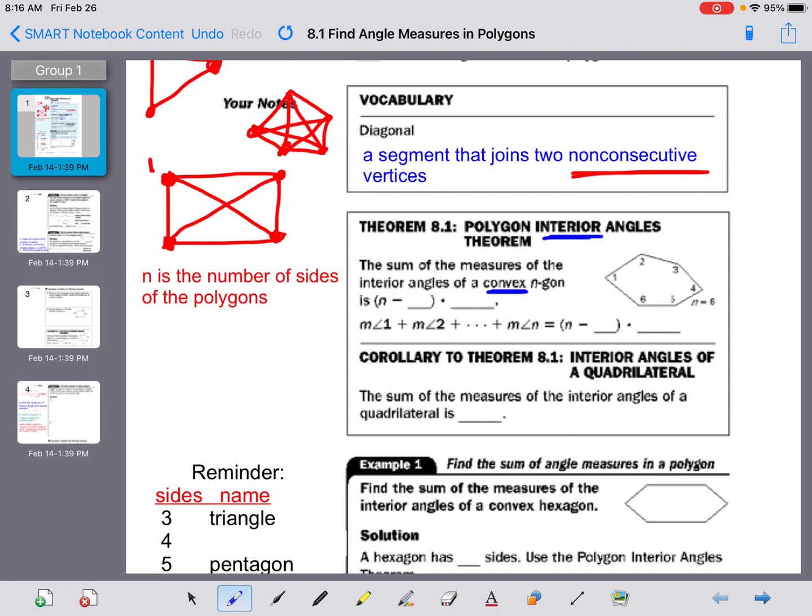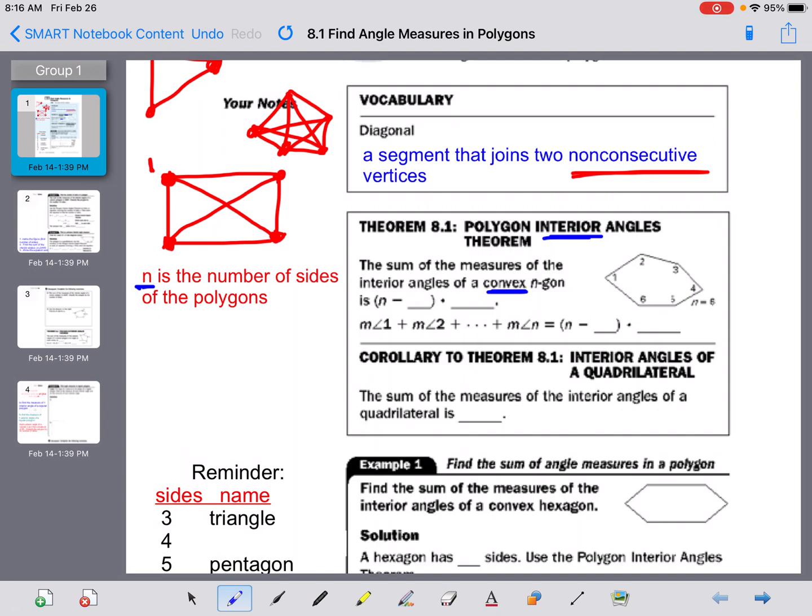And one thing I'm putting here on the side to make sure we know is n is the number of sides of a polygon, okay? So when you see this n used, and it does get used frequently in math, more in geometry than other ones, it almost always means the number of sides, okay? So when you see n, it's the number of sides.